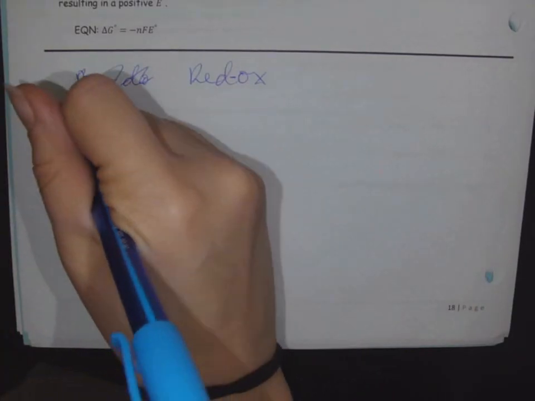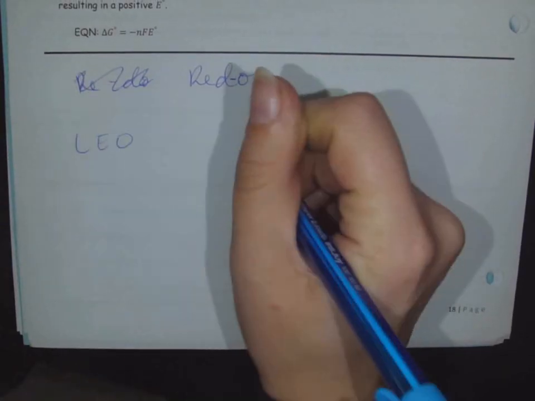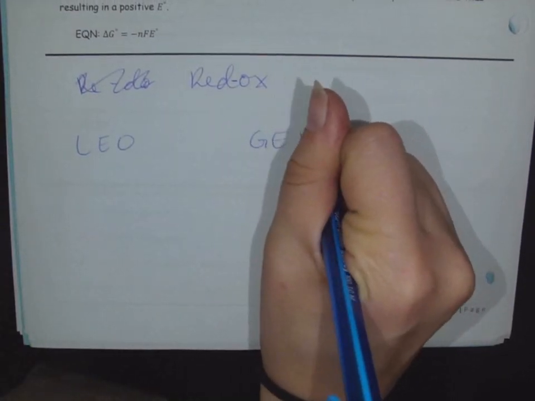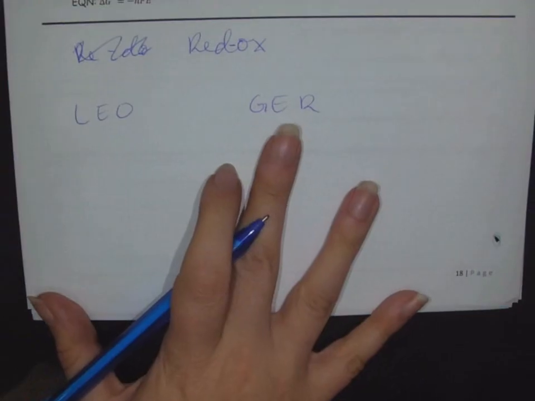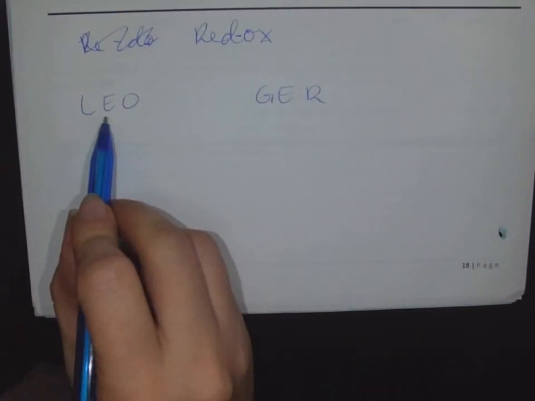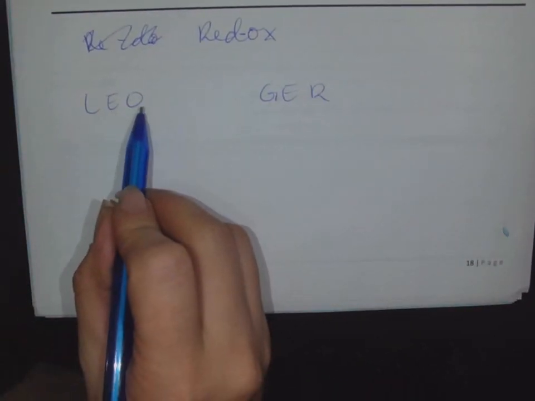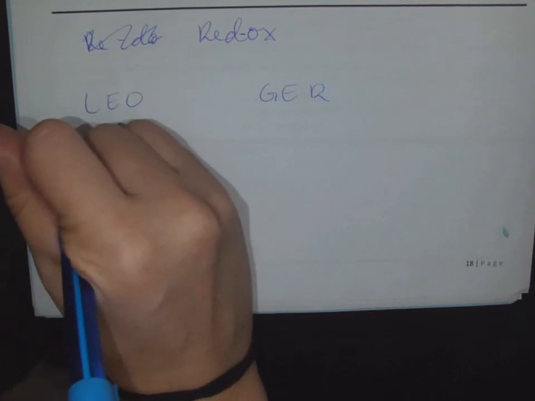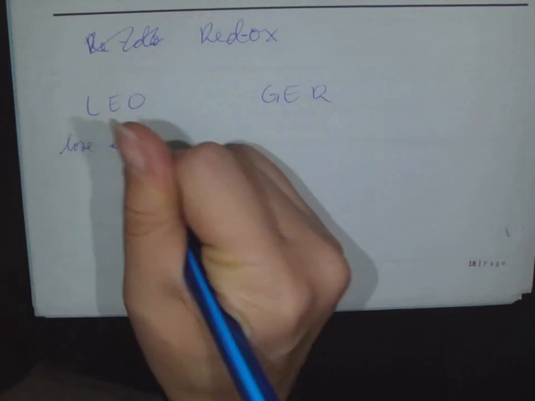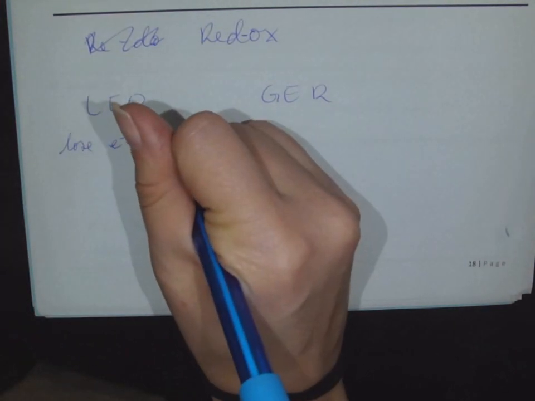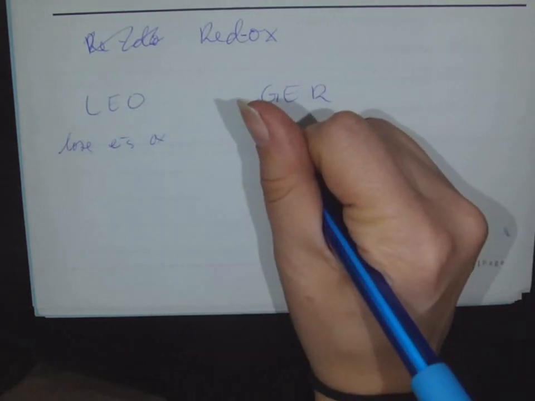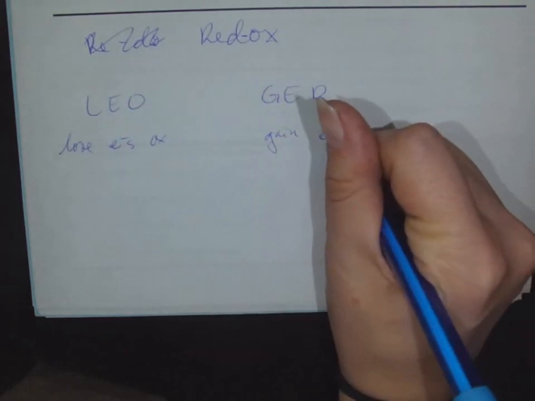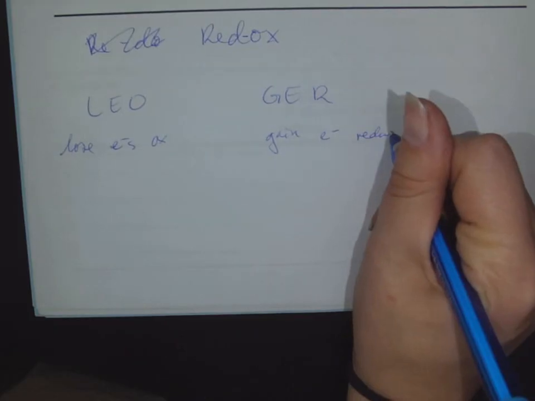Reduction oxidation. All right, so Leo the lion says grr. Losing electrons is oxidizing. Okay, so if we're losing electrons, then we're oxidizing. If we are gaining electrons, then we're reducing.